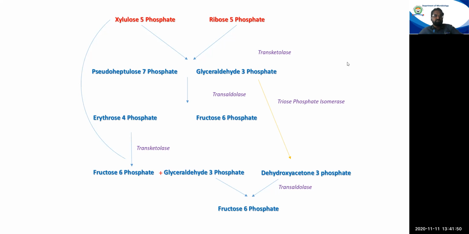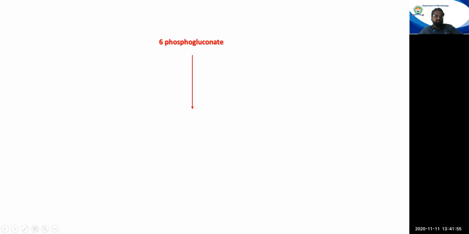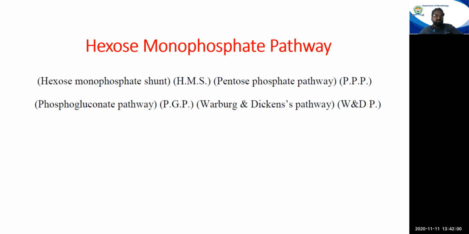There are other names also to this particular pathway. इस pathway के लिए दूसरे terms भी आपके पास है. Just you should remember all these terms in your examination. You may be asked with any of these terms. Don't get confused. Hexose monophosphate pathway, hexose monophosphate shunt, pentose phosphate pathway, phosphogluconate pathway, and WND pathway. All the 5 terms are the name for same pathway, HMP.